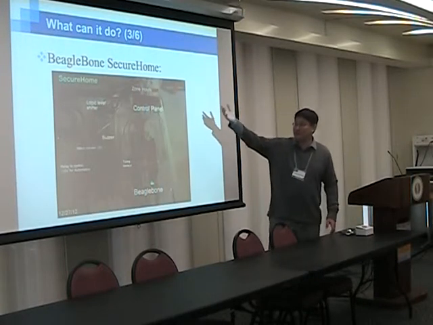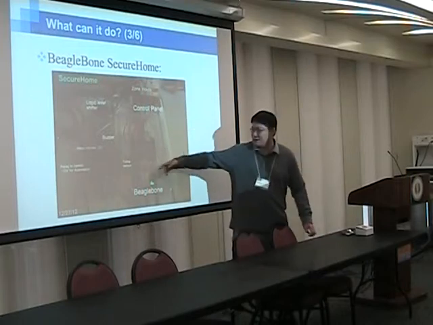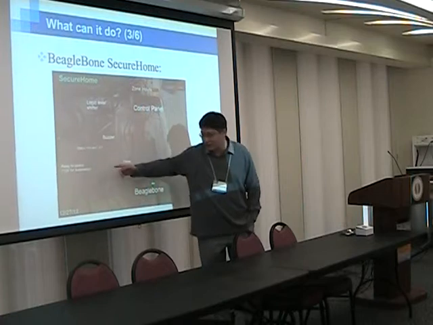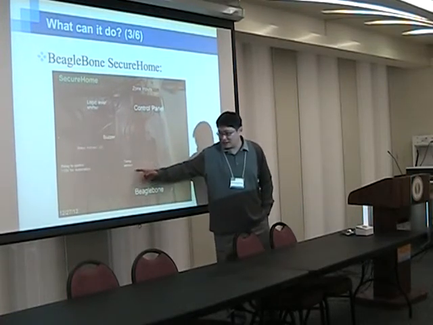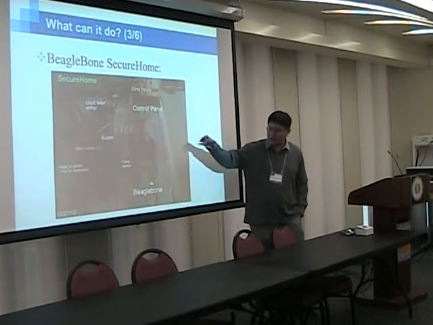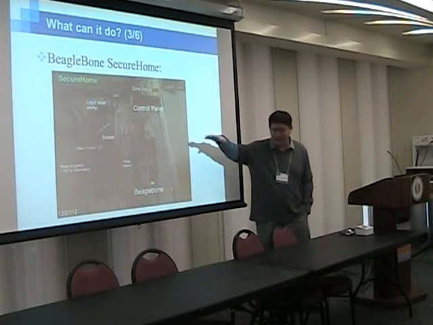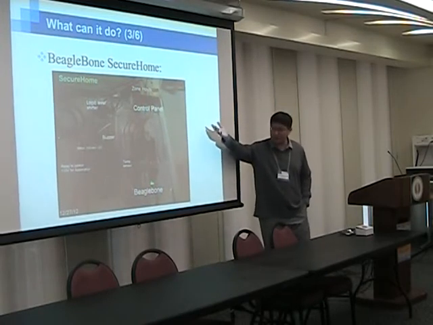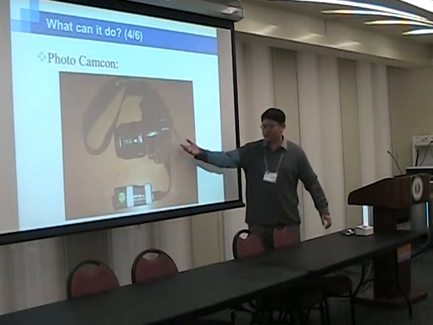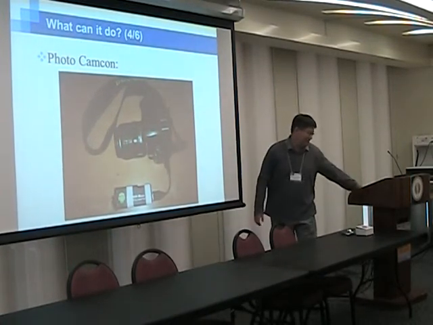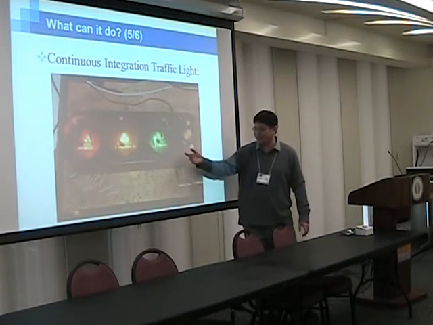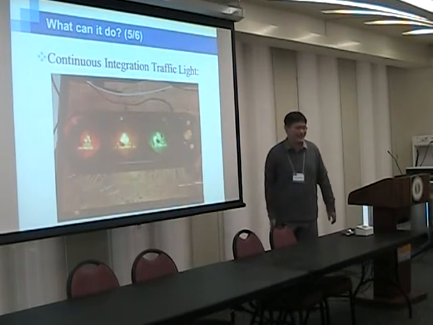So Beagleboard Secure Home. It can connect to all kinds of things. For this one, there's a buzzer, and it can connect to LEDs and temperature sensors, so it can work as a controlling center. Using these sensors, it can detect the environment and the security of your home. Also, the Photo CamCom, you can use it to control a DSLR, of course. Then there's the continuous integration traffic light. Basically, it's a traffic light. You can use it to control a traffic light.